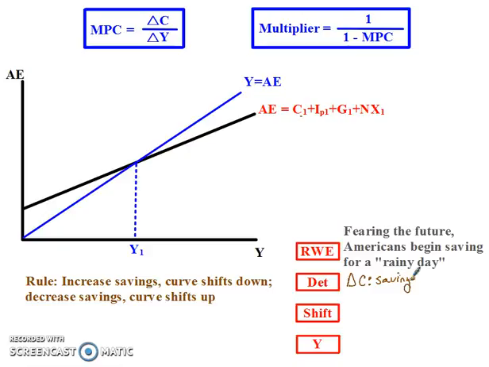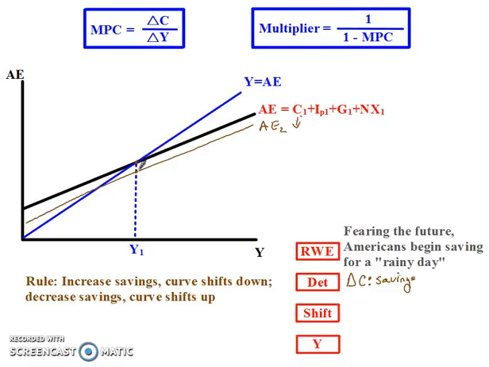If they begin saving more, then that means that they will have less money to engage in consumption, and that will cause this consumption to go down, shifting the aggregate expenditure curve down. So the aggregate expenditure curve would shift down to AE2, and as a result of that, at our current level of equilibrium production, the production would be greater than the spending.